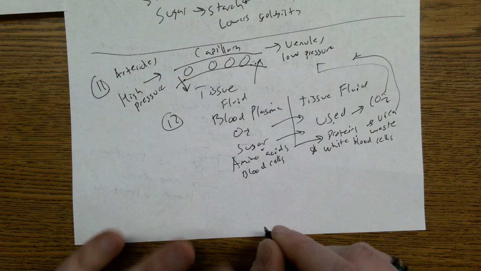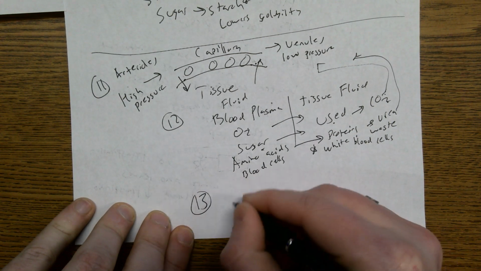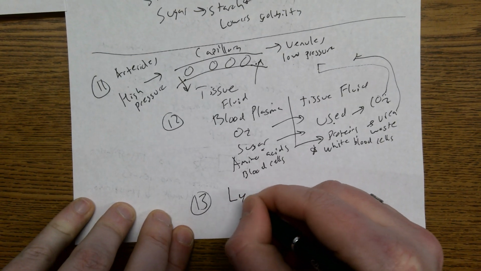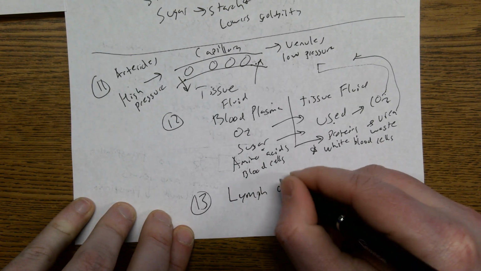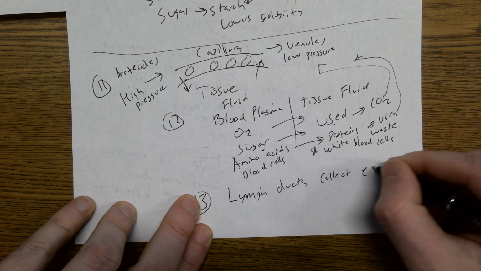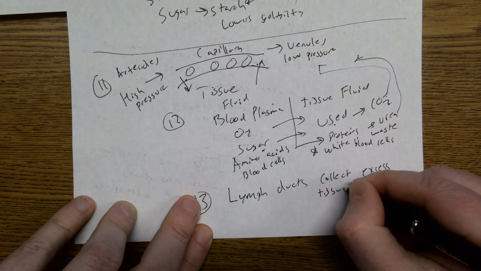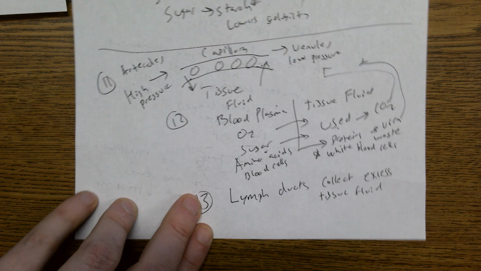Now, that leads us to, what about excess fluid? Well, that's 13, your lymph ducts. And so lymph ducts collect excess tissue fluid that doesn't make it back into the capillary. So this is the fluid that doesn't make it back in.